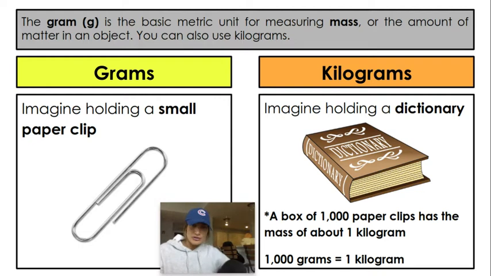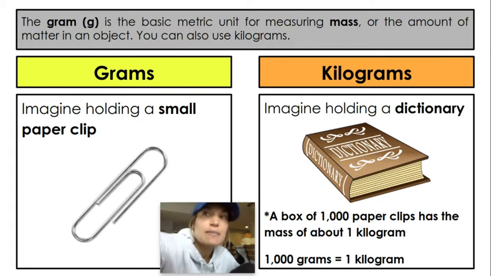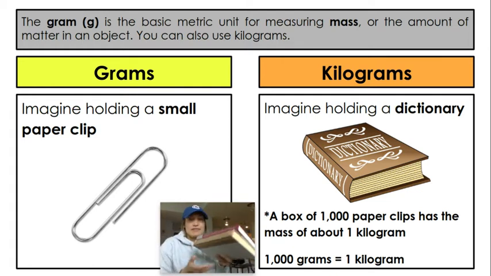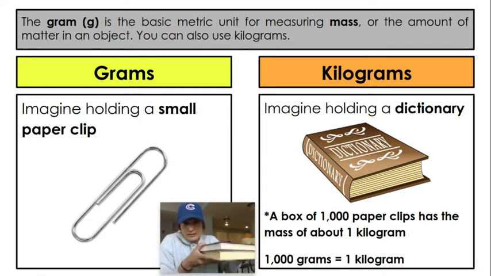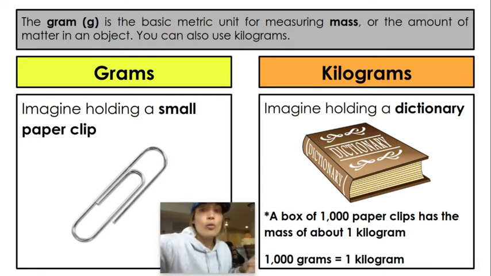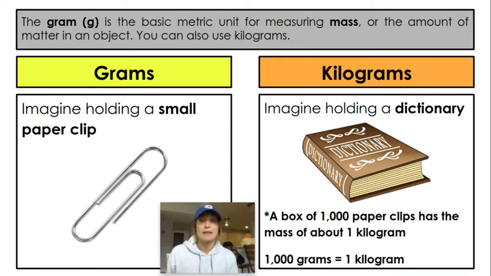If we're measuring bigger, heavier objects with more mass, we want to use something called kilograms. Now, when you think of a kilogram, I want you to imagine holding a dictionary. Dictionaries are really big, thick books. I don't have a dictionary, but if I did, it would be about 2 books like this. Really big, heavy. Or a box of 1,000 paper clips has the mass of 1 kilogram. So 1,000 grams equals 1 kilogram.